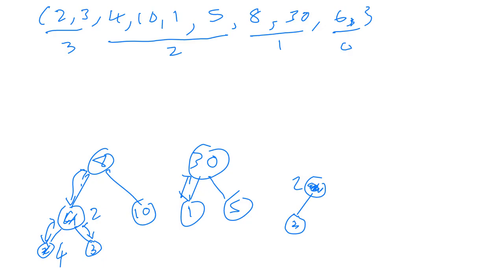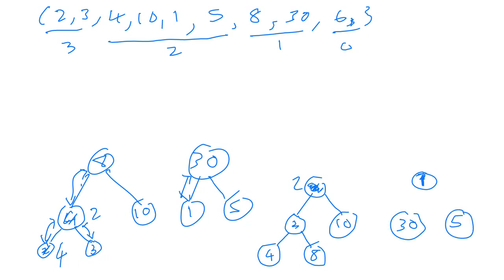3, then 8 there, and then 4 there. Then over here I have still my 10. Over there I have the 1 has been switched with the 30, and 5 is still the right child.